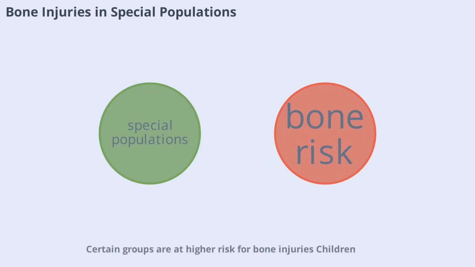Certain groups are at higher risk for bone injuries. Children, due to their flexible bones, are more likely to experience greenstick fractures, while older adults are at risk for osteoporosis-related fractures. People with chronic conditions like diabetes may also have compromised bone health. Understanding these risks allows for targeted prevention and treatment strategies tailored to each population's needs.